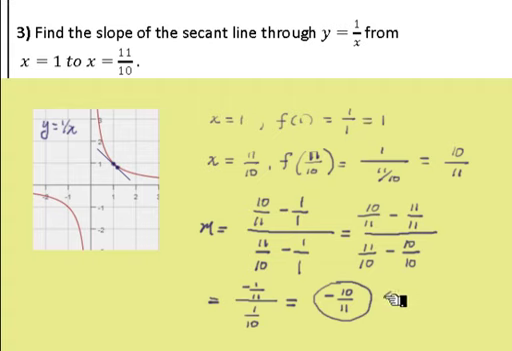Minus 10 over 11, that's slightly less than minus 1. If you wanted to look at the decimal representation, this is approximately equal to minus 9.09. So slightly less than minus 1, which is what we expected from this picture. It looked like the slope was approximately minus 1.